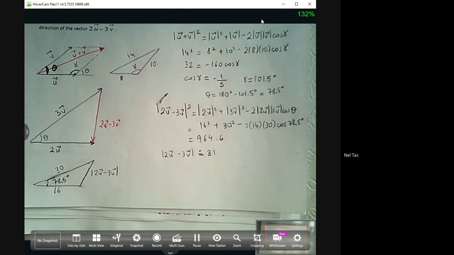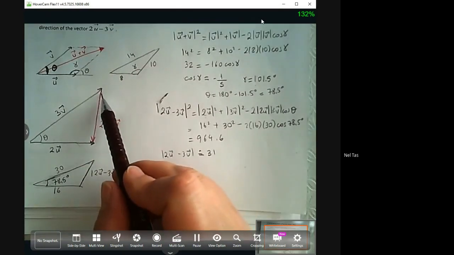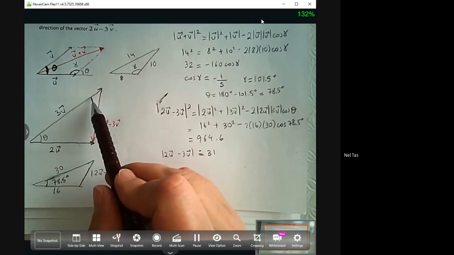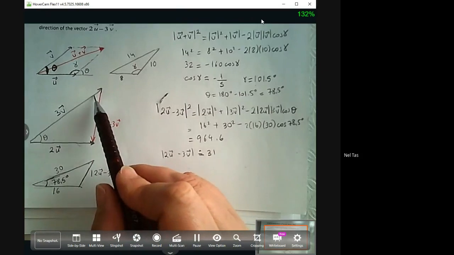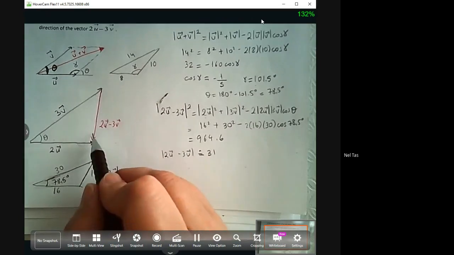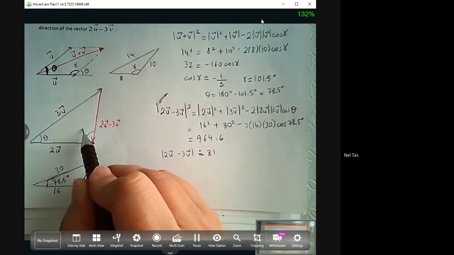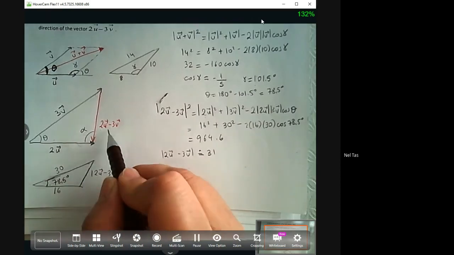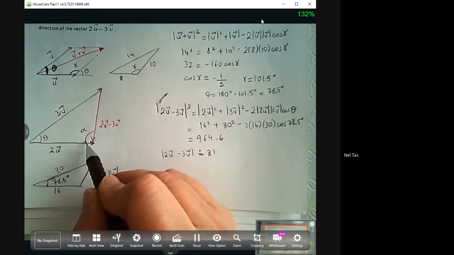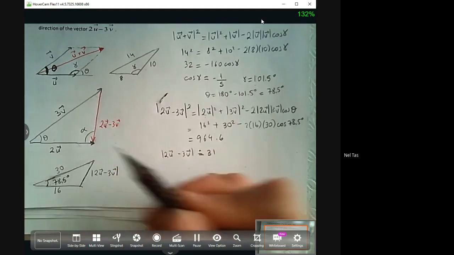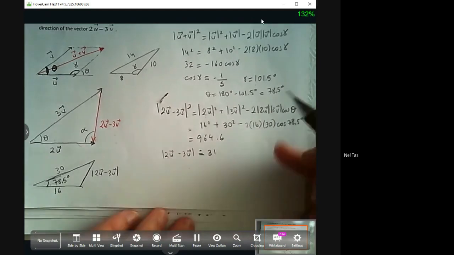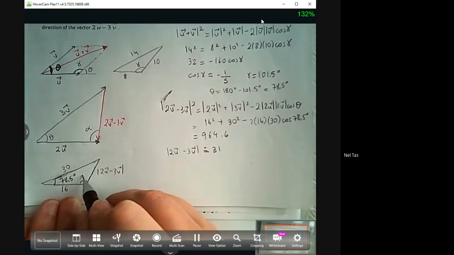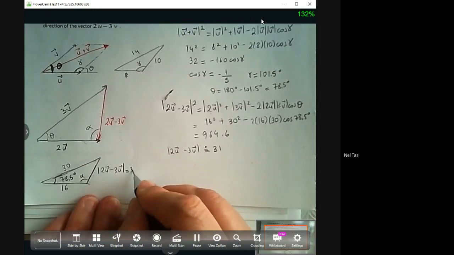Now the direction. So for direction, if you use this one to find the angle between v and 2u minus 3v, again they are head to tail, then you have to subtract it from 180. But if you find this one, okay, alpha, 2u and 2u minus 3v are making alpha angle when they are head to head, meaning they are making the same angle when they are tail to tail.